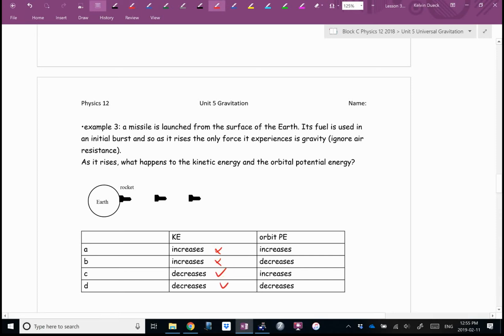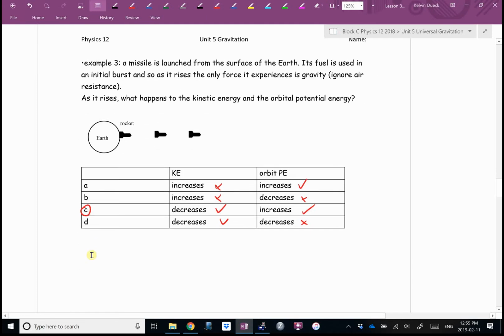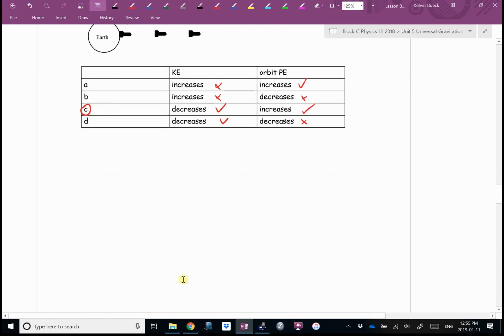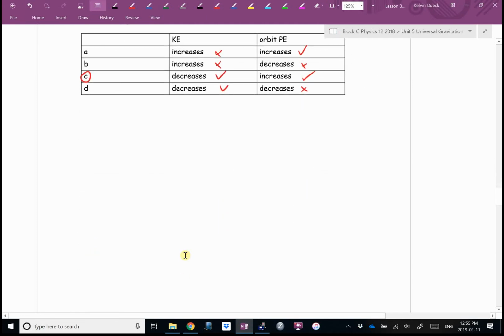What's going to happen to the potential energy, the gravitational potential energy? In fact, that's where the kinetic energy goes, because the energy's got to go somewhere. You want to know where most of the kinetic energy is going? It's going into increasing our potential energy. So yes, no, and the correct answer is clearly C. Is that okay?